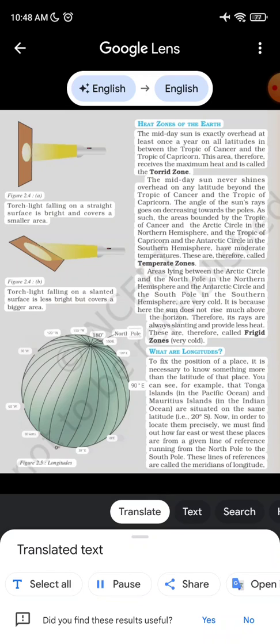Figure 2.4a. Torchlight falling on a straight surface is bright and covers a smaller area. Figure 2.4b. Torchlight falling on a slanted surface is less bright but covers a bigger area.